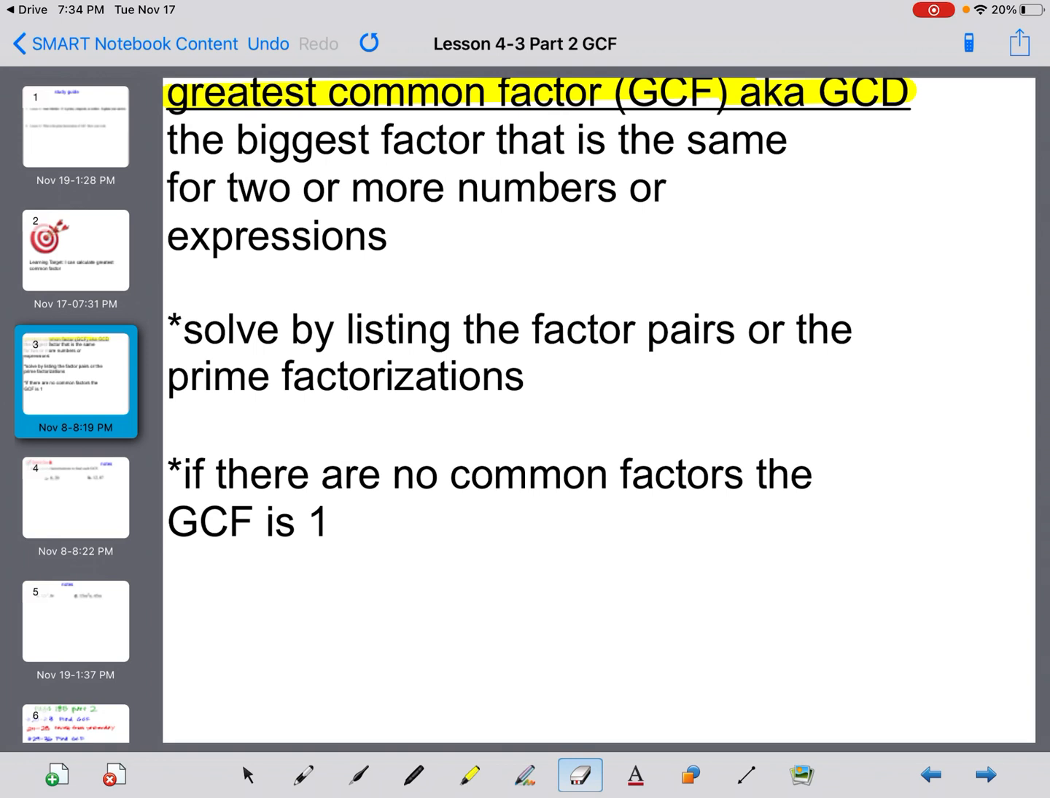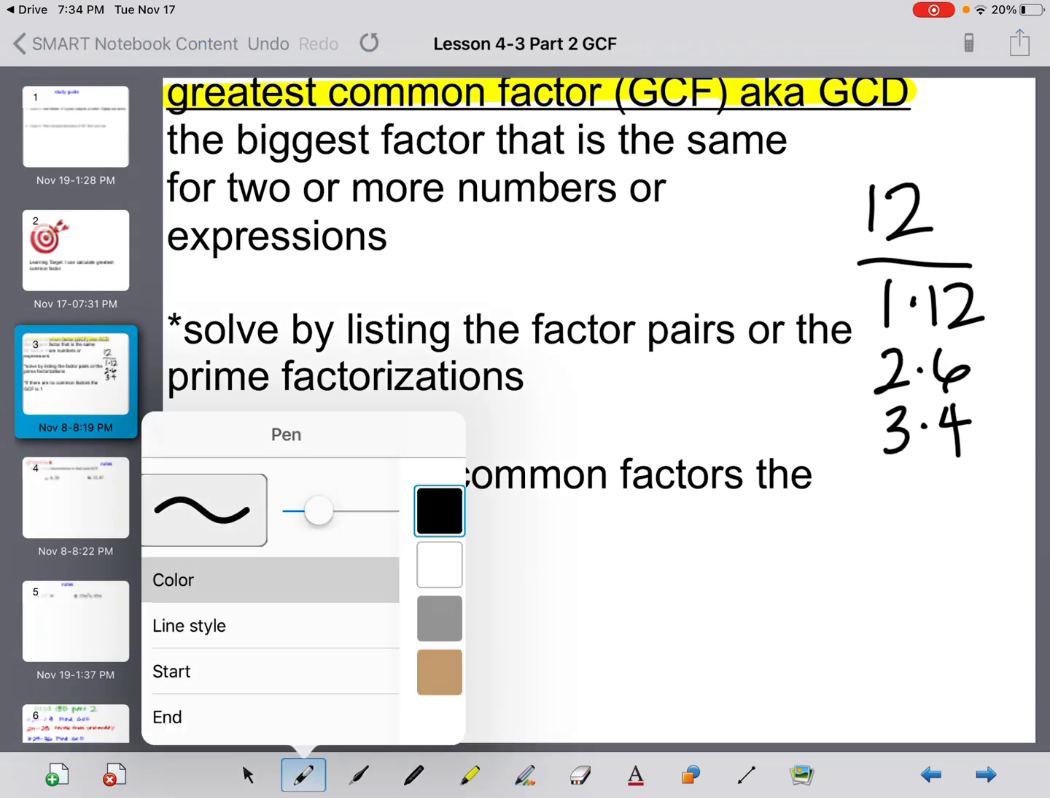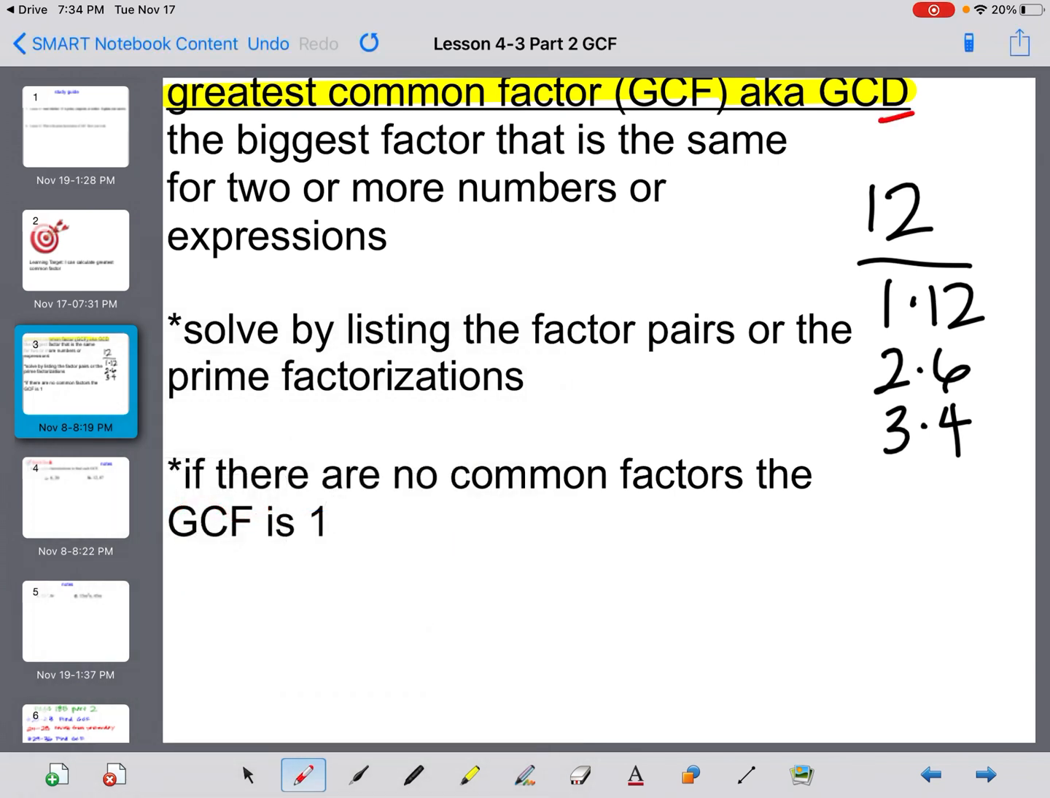Greatest common factor. Oh, factor. I've heard that a couple days now. Also known as the greatest common divisor. Because if you think about it, what are some factors of 12? 1 and 12, 2 and 6, 3 and 4. Those are also things that divide 12 equally. So when you see greatest common divisor with a D, you don't have to worry. Divisor and factor, the same thing.